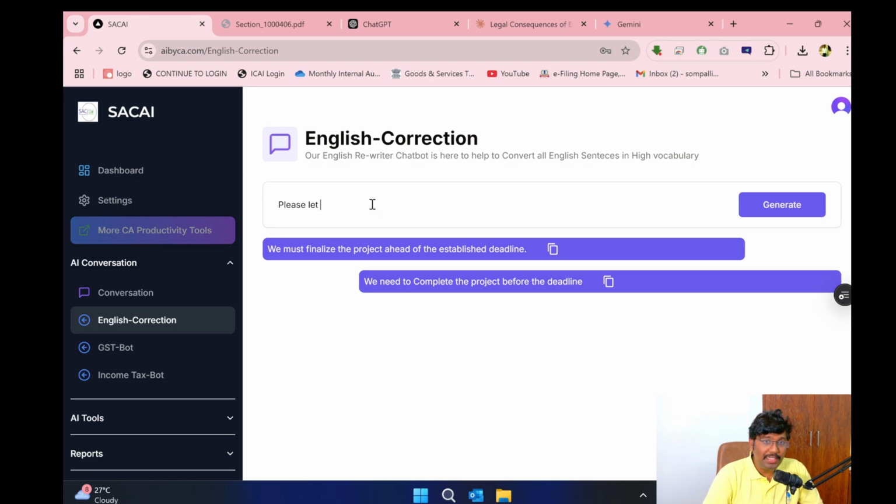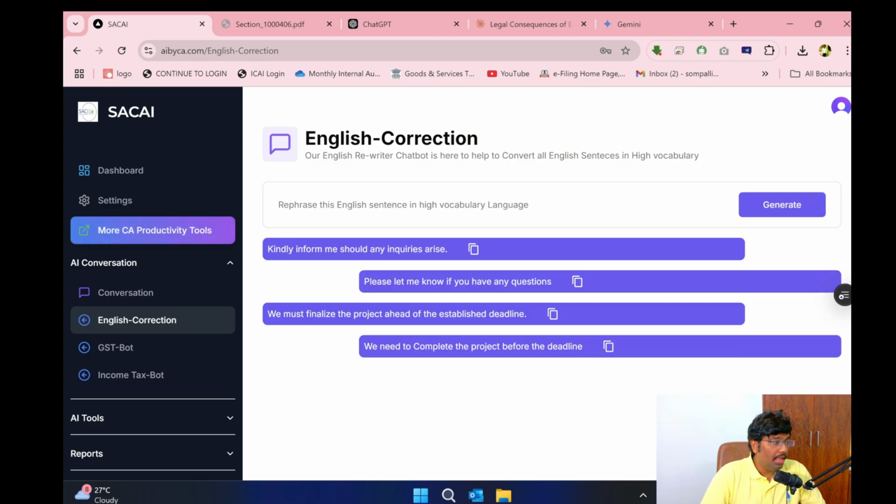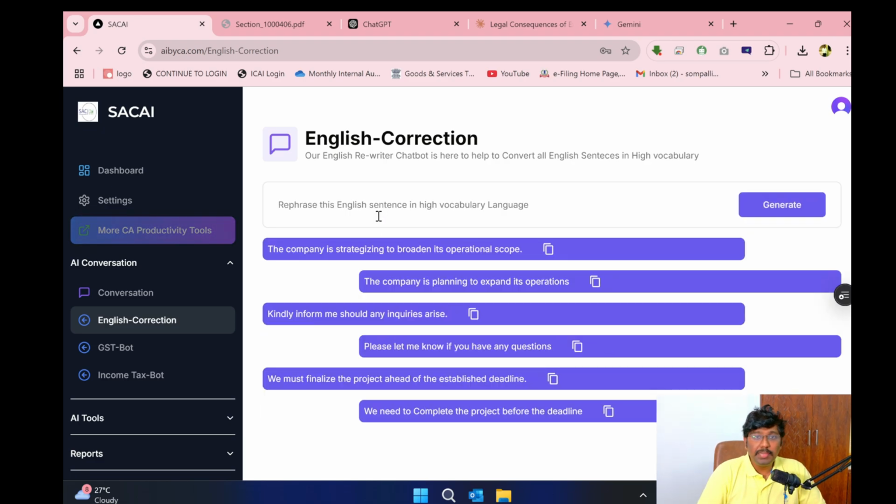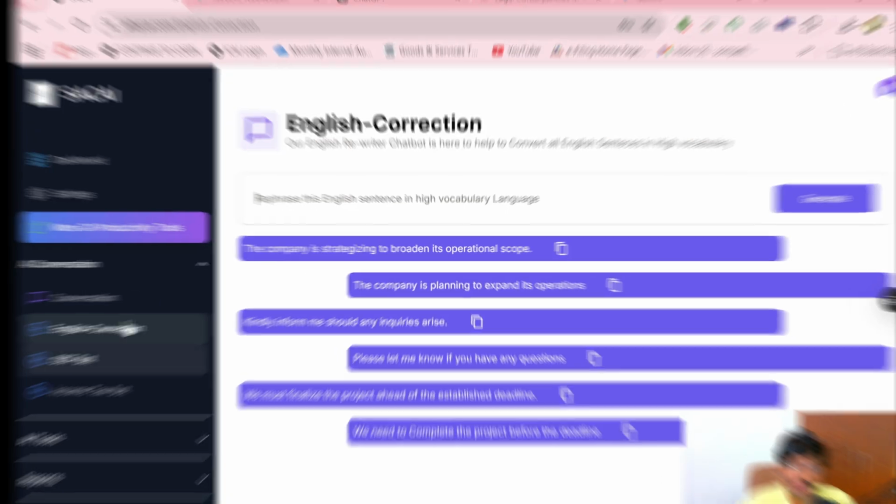So normally, at least let me know if you have any questions. Okay. Kindly inform should any queries arise. Okay, see, if you're using this word instead of that word, let us think about how our client will think, oh, this is using very high vocabulary language. It totally depends on our professional level. Okay, and the final one: the company is planning to expand its operations. The company is starting to broaden its operation scope. So if you want, you can just copy and enter a number of sentences. No issue for you. Okay. So like that, this is normal.